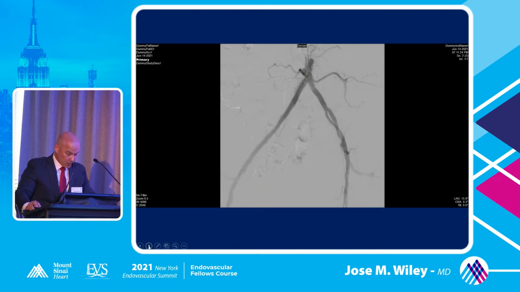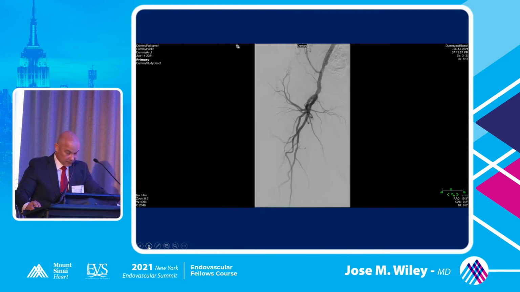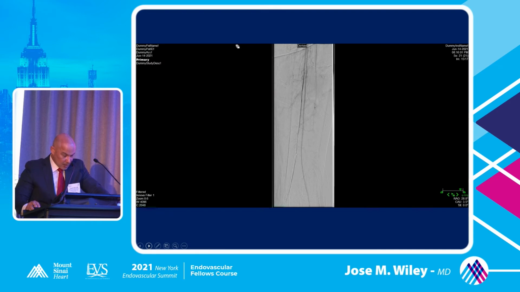This is the abdominal aortogram with iliac runoff. You see the right superficial femoral artery occlude. Actually, there's an occluded stent. There's only single vessel runoff into the foot, and it happens to be the peroneal.